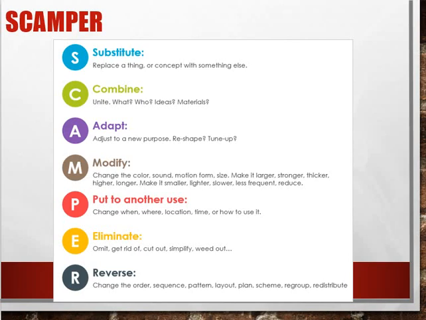So let's take a normal Bic pen. We know that it's got a plastic cover around it. We could substitute or replace the plastic for rubber, so it becomes a rubber grip pen. C stands for combine. So let's say with this pen we want to combine a different color ink that comes through. So we would add a red ink into the pen. We would be combining a different material.